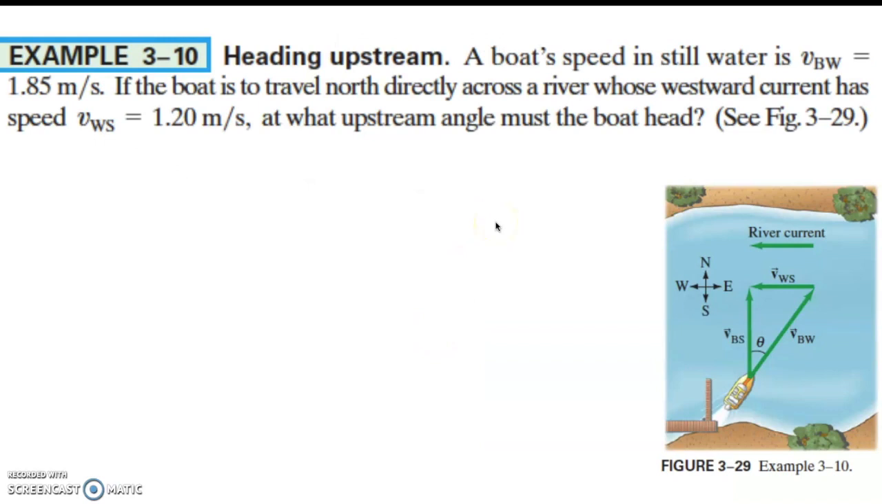For example, 3.10, heading upstream: a boat's speed in still water is 1.85 meters per second. If the boat is to travel north directly across the river, whose westward current is 1.20 meters per second, at what angle must the boat head? So there's the diagram, and do this problem now.